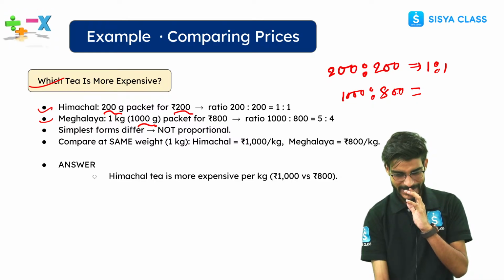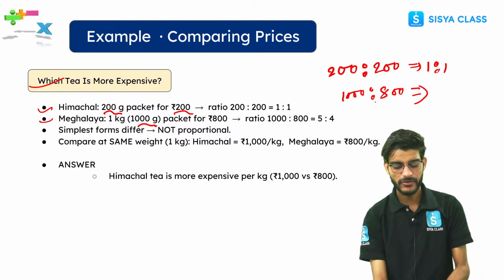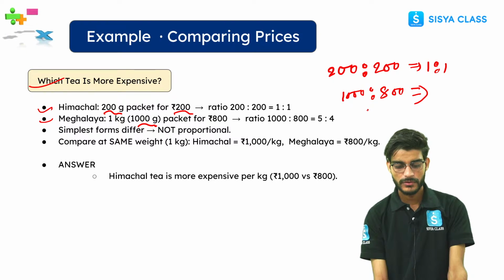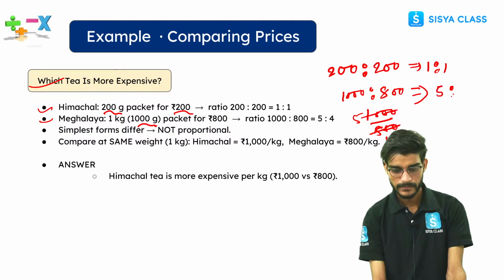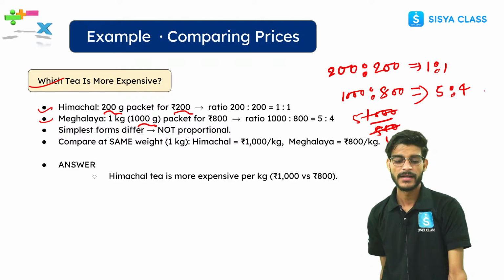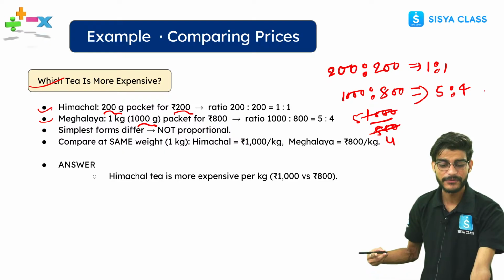So what is the ratio here? How will you convert? 1000 upon 800. The 0s will get cancelled, 2 4s are 8, 2 5s are 10. So 5:4. Yes sir. The first one is coming 1:1. The second one is 5:4.